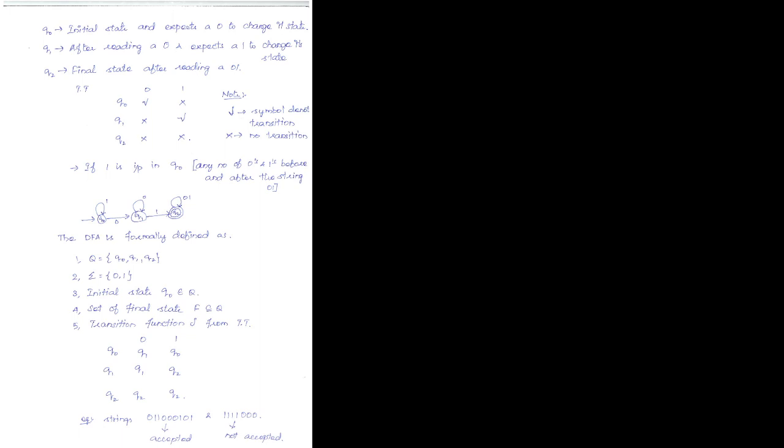After completing this, you are supposed to write the entities that are there: Q is Q0, Q1, Q2, the input symbols are 0 1, the initial state is Q0, the final state F is Q2, and the transition function has to be represented in this fashion.